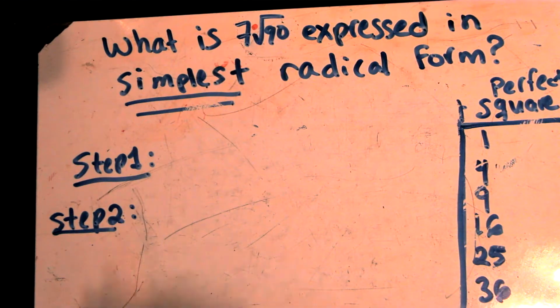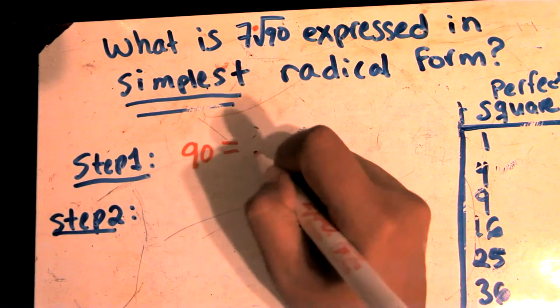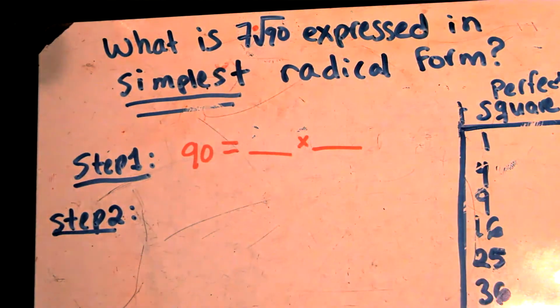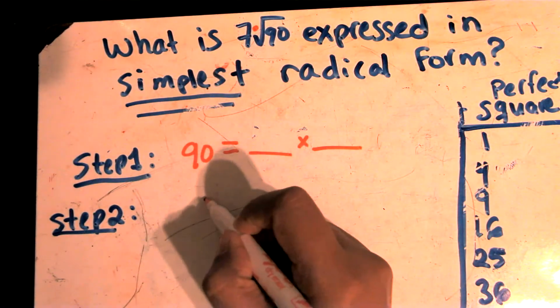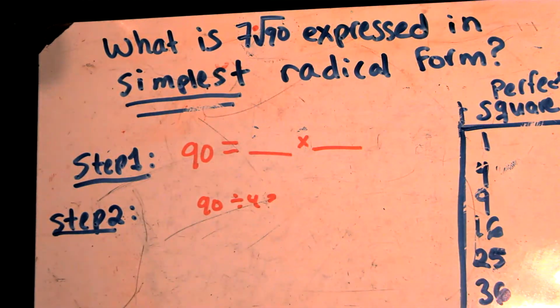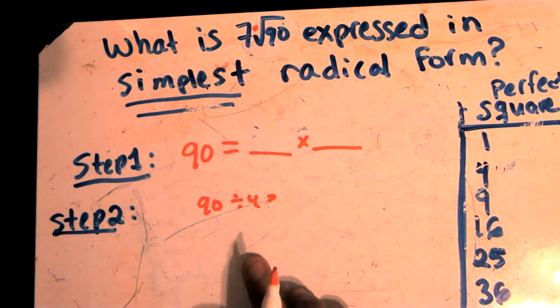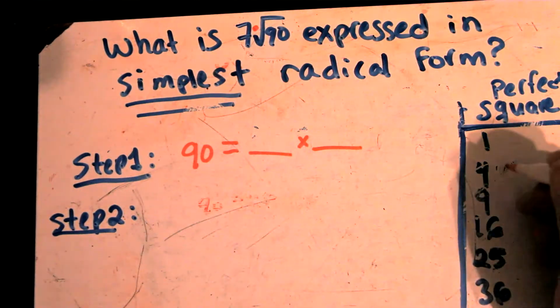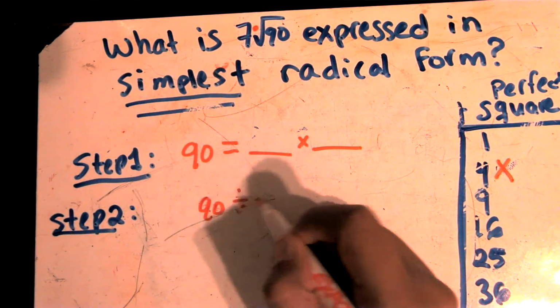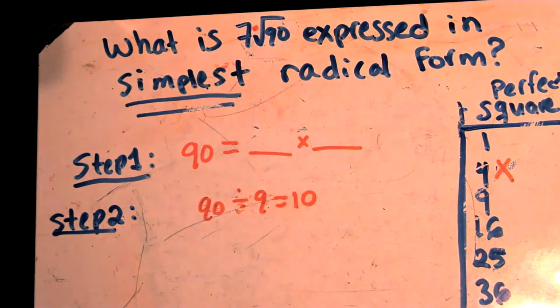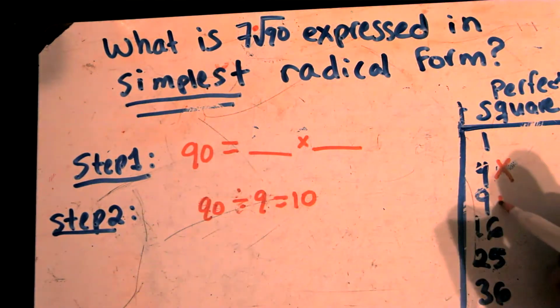Step 1 is still the same. We're going to find two factors of 90, in this case the number inside the square root, such that one of the factors is the largest perfect square. So we can just go down the line. 90 divided by 4 gives me 22.5, so it's not a whole number, so 4 is not a factor. Okay, 90 divided by 9 gives me 10, a whole number, so 9 is a factor.